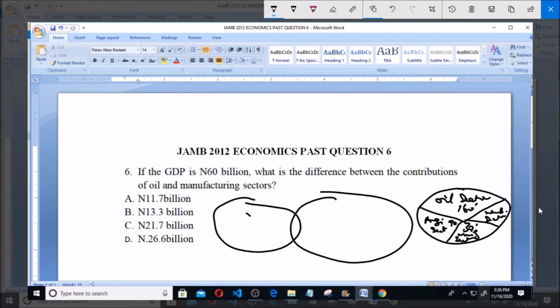So they're asking us, if the GDP is 60 billion naira, what is the difference between the contributions of oil and manufacturing sector? So we have to look for the manufacturing sector. A circle is 360. So 360 minus the 160 degrees for oil plus 90 degrees for agriculture plus the 30 degrees for mining. The 360 minus the addition of these three items will give us 80 degrees.